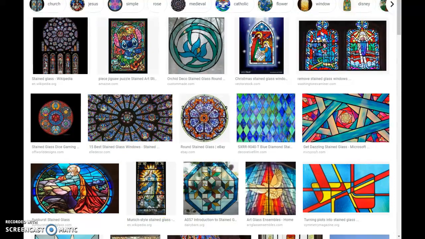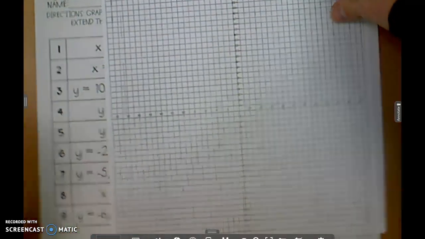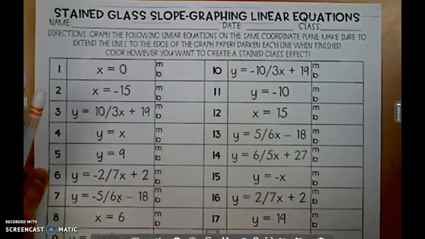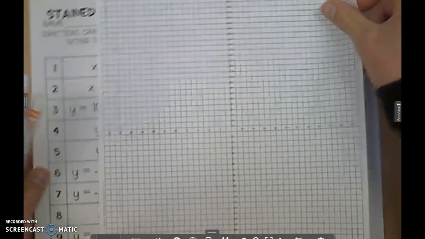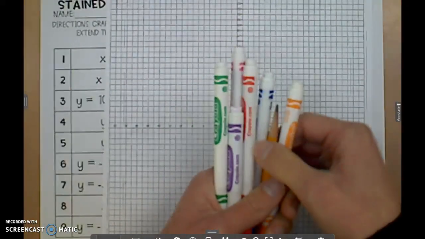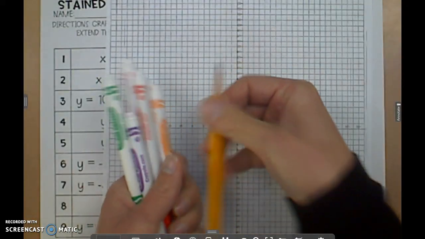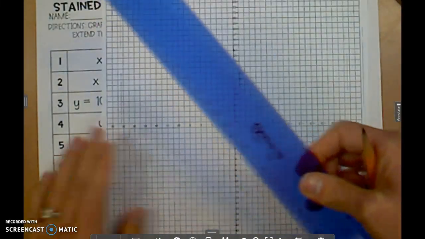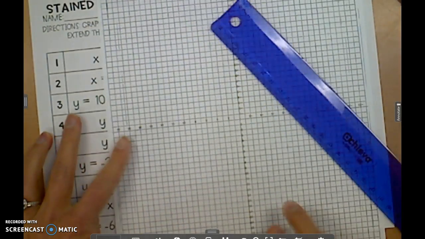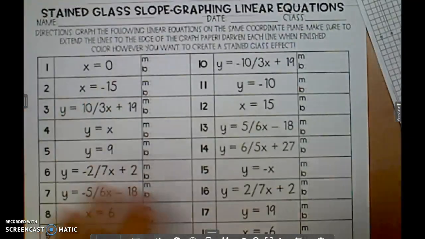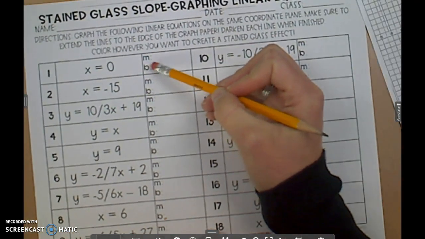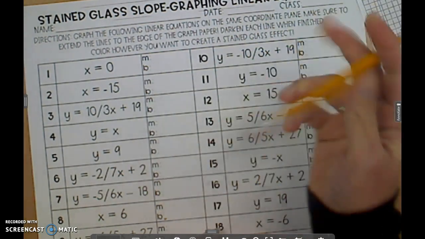So here we go. The supplies that you'll need for this project are this paper, given to you by me. You'll need your graph paper. You'll need some colors eventually, definitely a pencil. Do not do this in pen on your first try. And definitely a ruler. So we're going to set the ruler and the graph paper aside, and we're just going to go through this and figure out what M and B are for each of our linear equations over here.